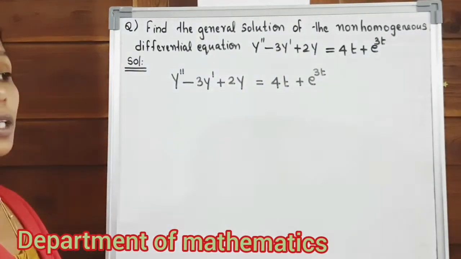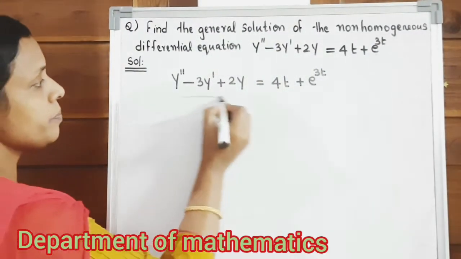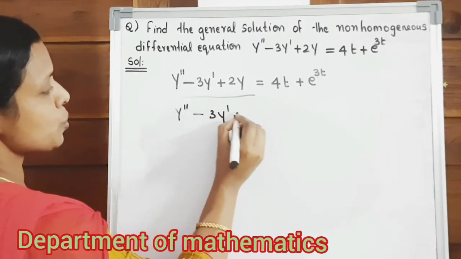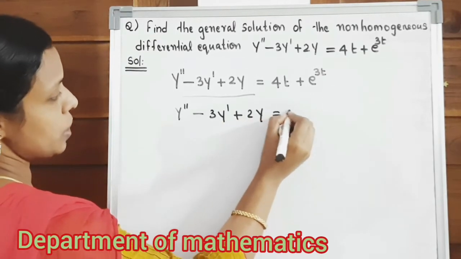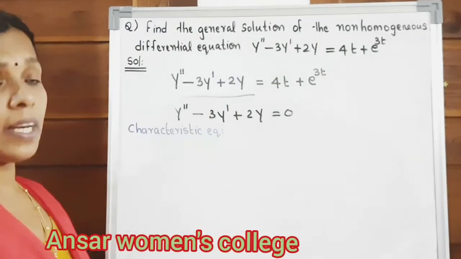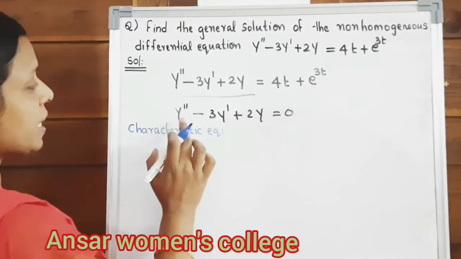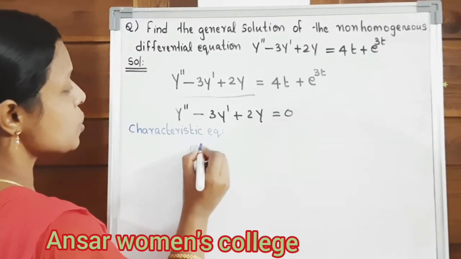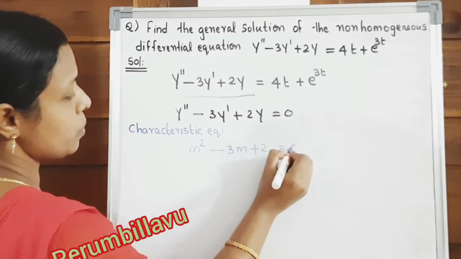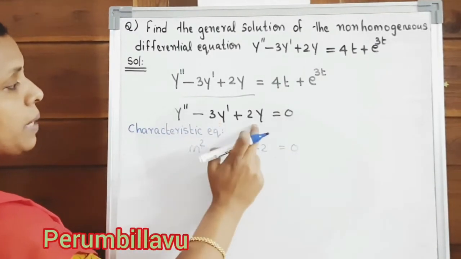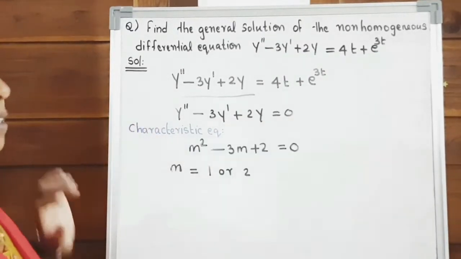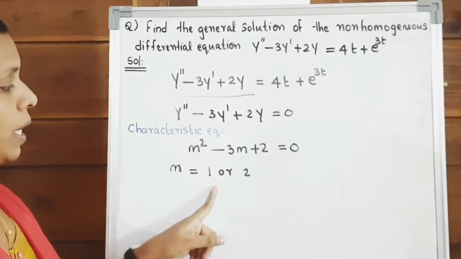First we consider the homogeneous part, that is y double dash minus 3y dash plus 2y equal to 0. Next we write the characteristic equation, m square minus 3m plus 2 equal to 0. It is a quadratic equation in m. After solving this equation, we get m is equal to 1 or 2.